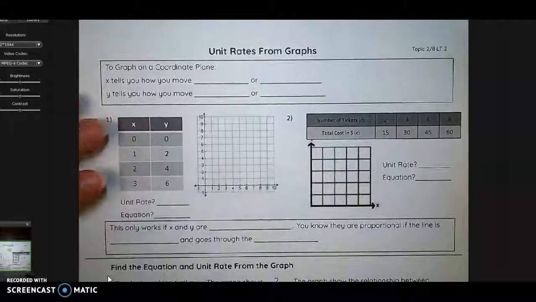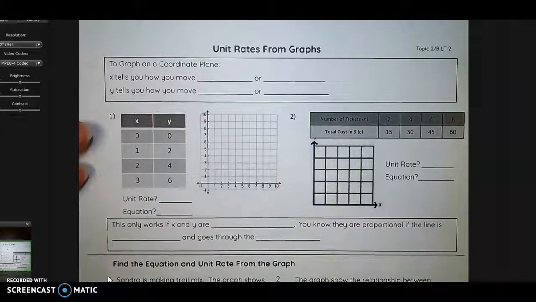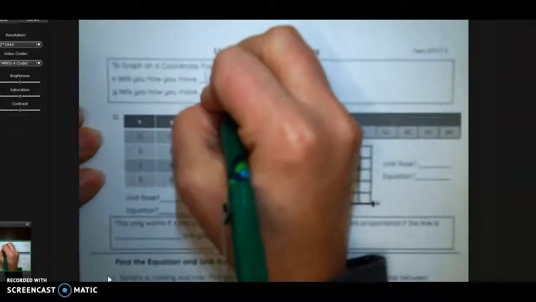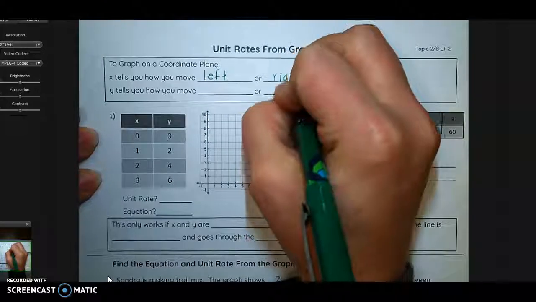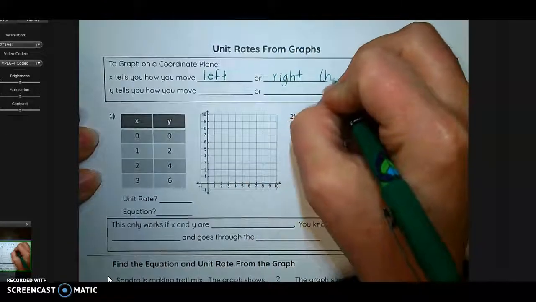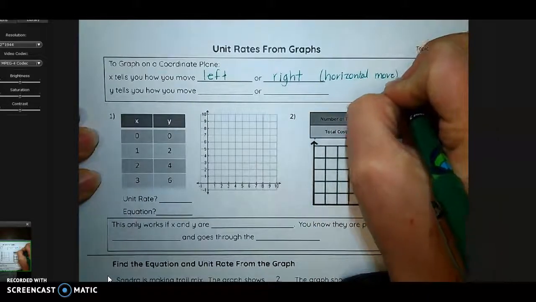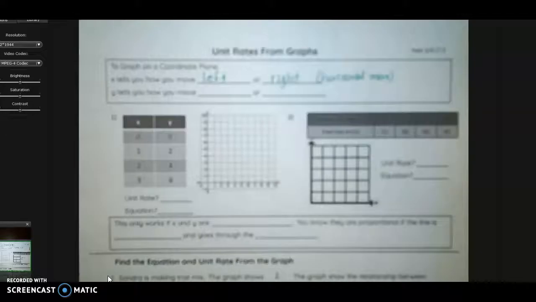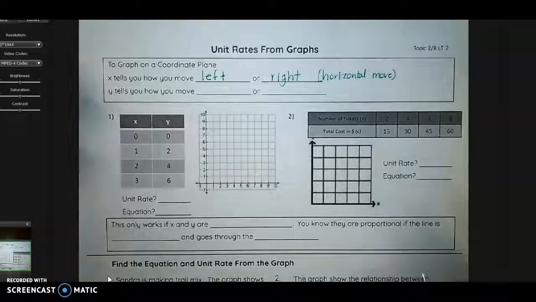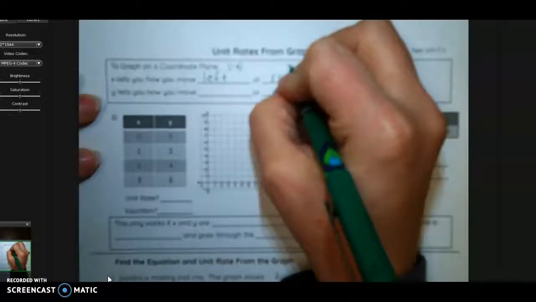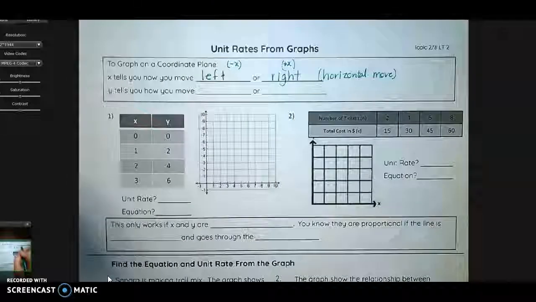All right, today we're going to be talking about how I can find the unit rate if I have a graph. So to graph on a coordinate plane, x tells you how you move and whether you're going to move to the left or the right. So this is going to be our horizontal move. And you'll find that when you move to the left, that's because you have a negative x. And if you're moving to the right, you've got something positive going on there.